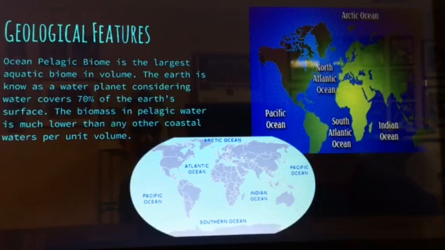Geological features. The ocean pelagic biome is the largest aquatic biome in volume. The Earth is known as a water planet, considering water covers 70% of the Earth's surface. The biomass in pelagic water is much lower than any other coastal waters per unit volume.